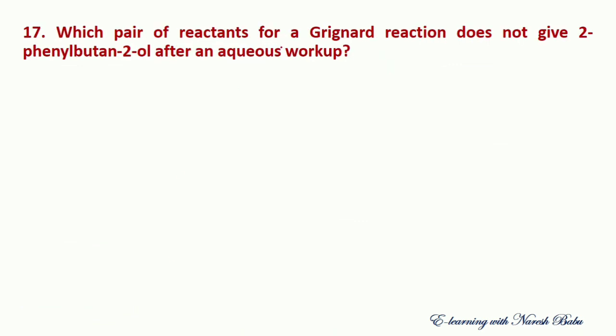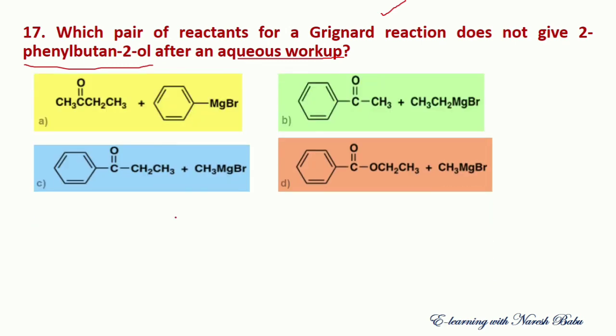Next question, which pair of reactants for Grignard reaction does not give 2-phenyl butanol after an aqueous workup? So after aqueous workup, which compound is not giving 2-phenyl butanol with the Grignard reaction? Here are the four options. If you observe clearly, this is a ketone, this is also a ketone, and this is a ketone, but an ester is given here. So only this compound is the variation you can observe. This does not give it. Upon reaction of the ester, it is not giving this particular butanol compound.